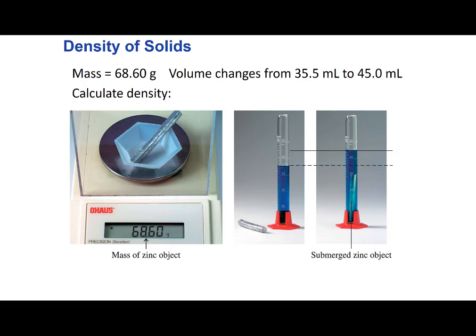Pause the video, calculate the density on your own, and then check back in to see if you got it right. Here's the answer. All we have to do is divide the mass by the volume and come up with 7.2 grams per milliliter. We could also consider this 7.2 grams per cubic centimeter because those two volume measurements are exactly the same.